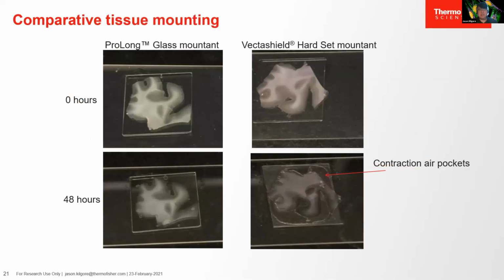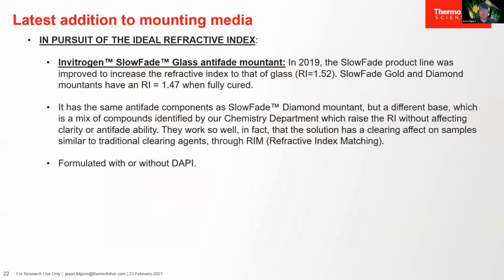And here's how it looks just on the slide. You can see a slight clearing effect due to refractive index matching of ProLong Glass on the left, and the VectaShield HardSet on the right had that outgassing or contraction that led to air pockets, which they may have fixed with the Vibrance formulation. And then we released the SlowFade Glass version in 2019.